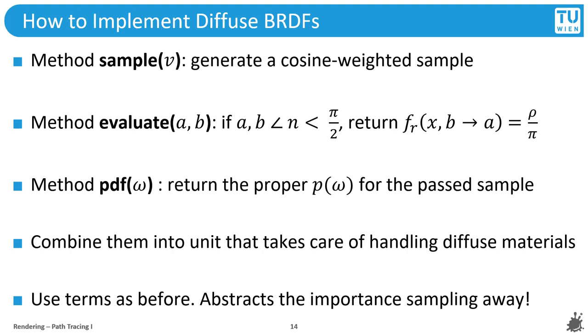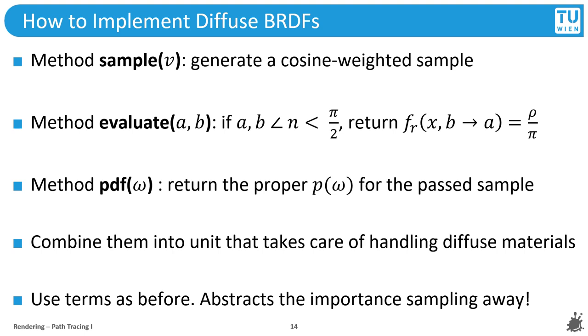Our diffuse BRDF, in order to do importance sampling, should look like this. We have a method sample that, regardless of input vector v, generates a cosine-weighted sample in the hemisphere around normal n. Evaluation is easy. The BRDF is uniformly rho over pi in all directions in the hemisphere around n. Lastly, it should return a PDF for given samples. We already know that this is simply the cosine of the angle theta of omega divided by pi.